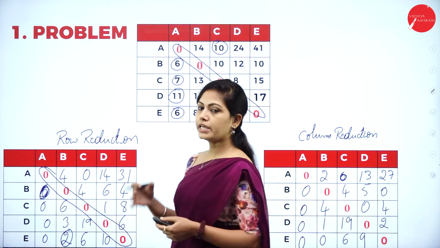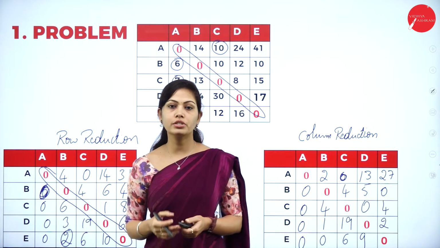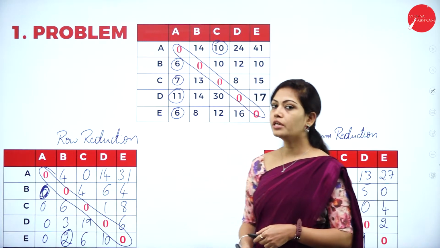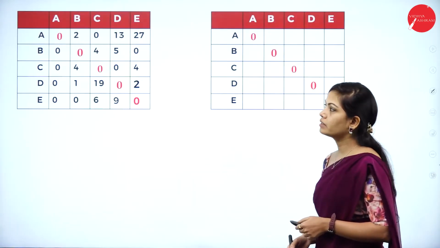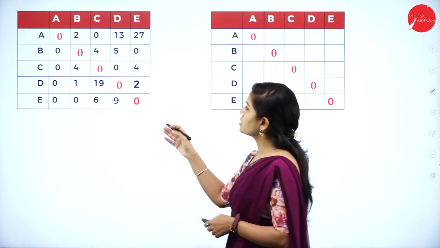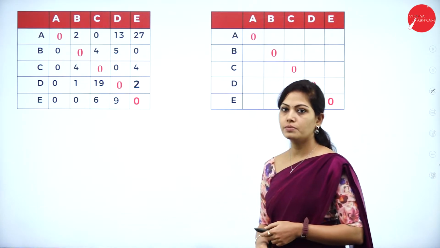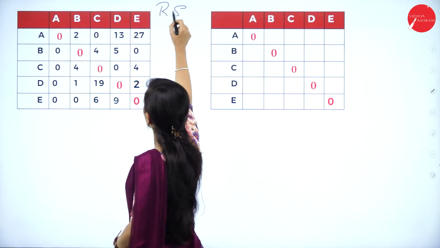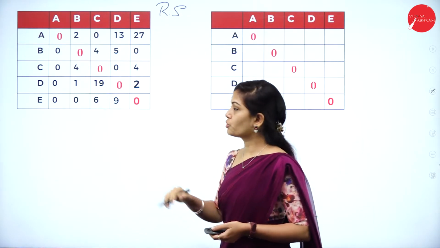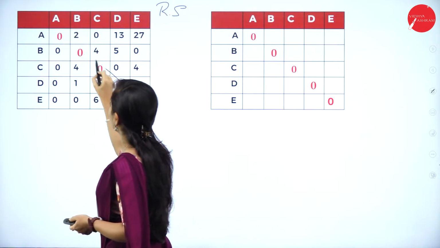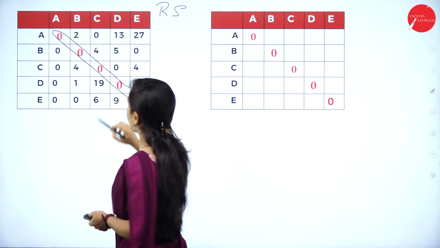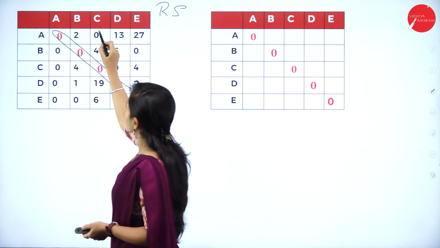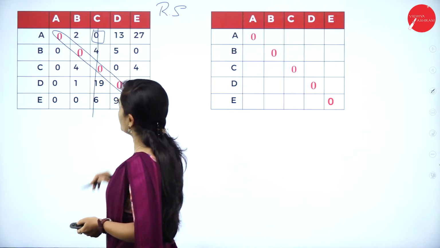So after finding this row reduction and column reduction, we can find the row scanning. We can assign the zeros by applying the row scanning and column scanning method. So this is your column reduction values. So first I will find out the row scanning. We have to assign the zeros. So except this diagonal matrix values, we can assign the zeros. So if you get 1 zero, put a square box around that 0 and a vertical line.